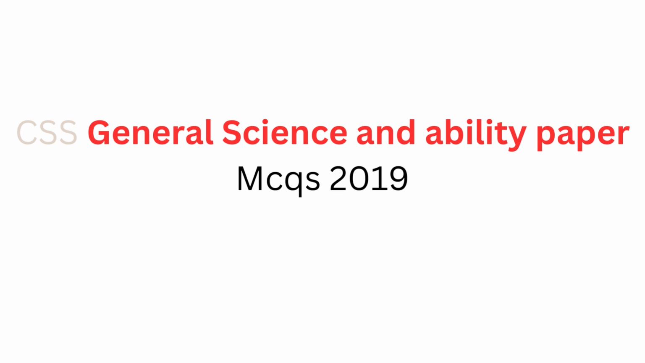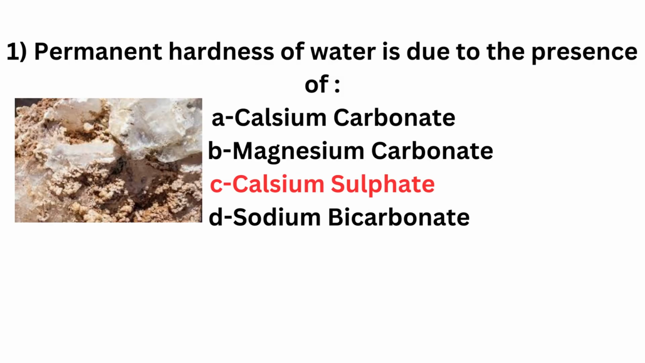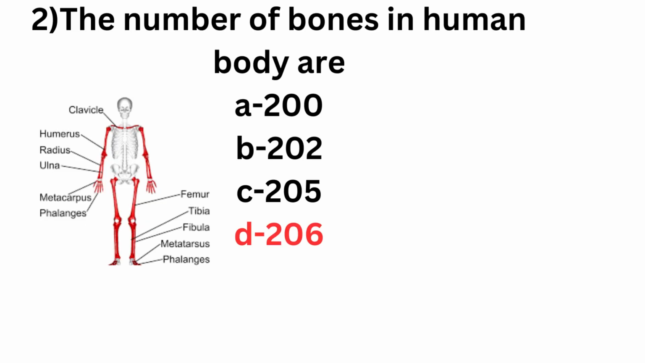In the name of Almighty Allah, today we will discuss the 2019 CSS General Science and Ability Paper MCQs. The first one is: permanent hardness of water is due to the presence of calcium sulfate. And the number of bones in the human body is 206. Femur is the longest bone in the human body, while stapes is the smallest and shortest bone.